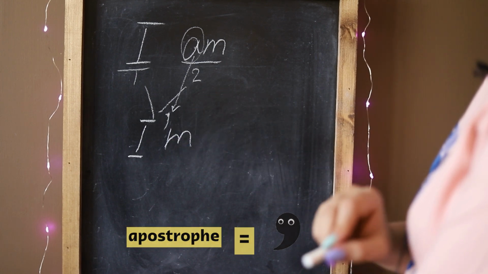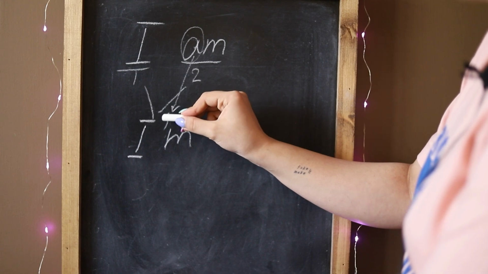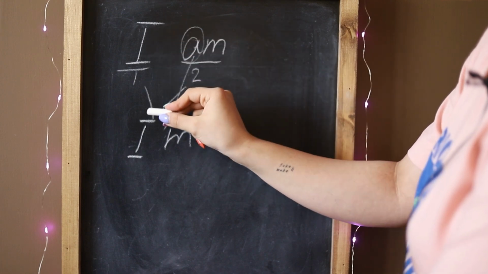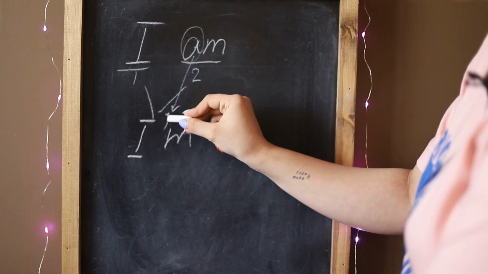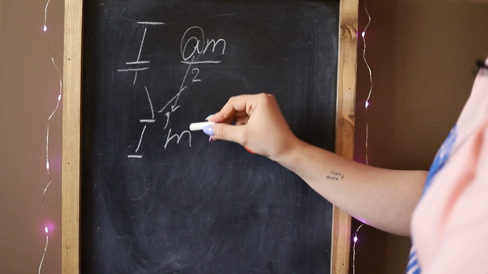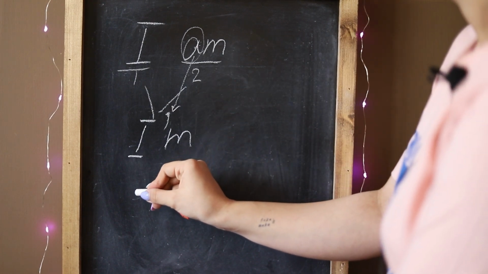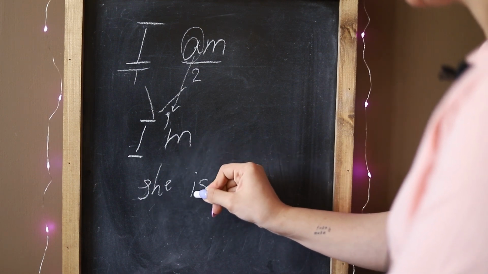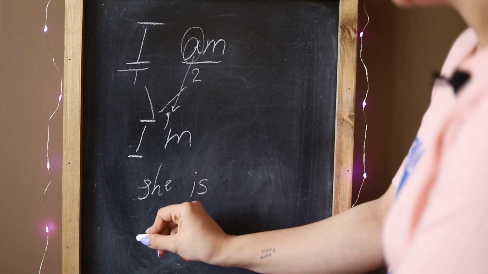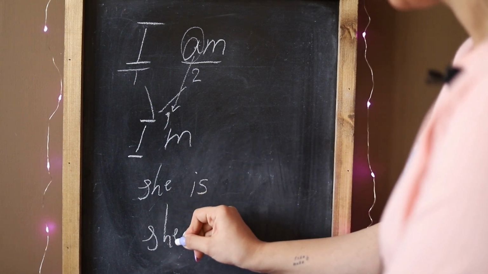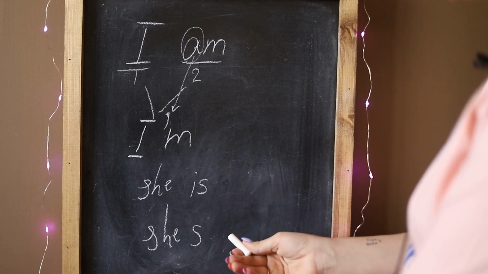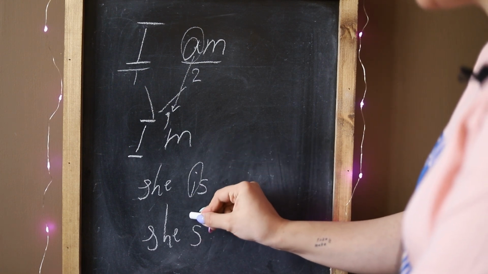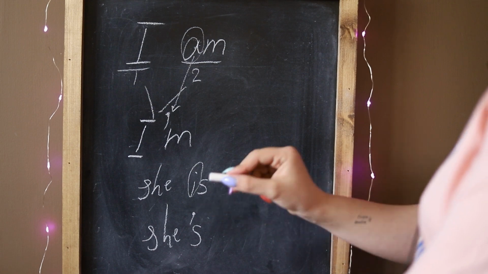A is missing, okay? Instead of A, I need to put a punctuation mark, which is called apostrophe, okay? And put it right here. So I put apostrophe where my letter is missing, okay? So first I write I, then instead of A, I write apostrophe, and then M. Let me show you another example. If I write she is, and if I want to make it shorter, I would write she's, okay? Where should I put the apostrophe? That's right. Instead of I should write apostrophe and put it here.